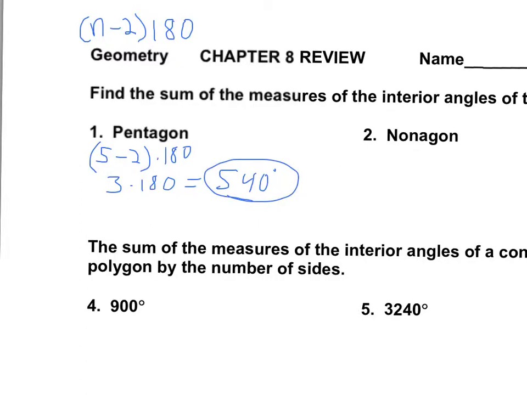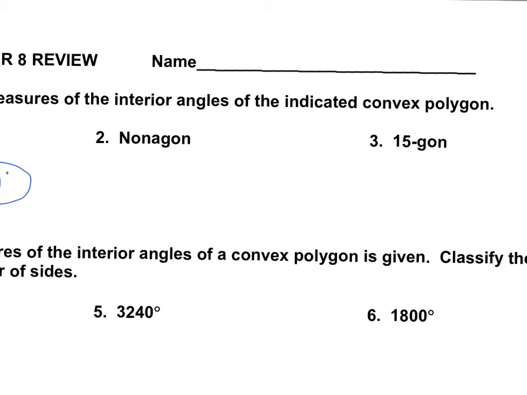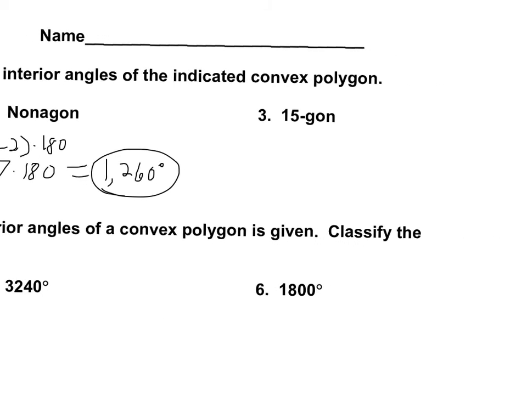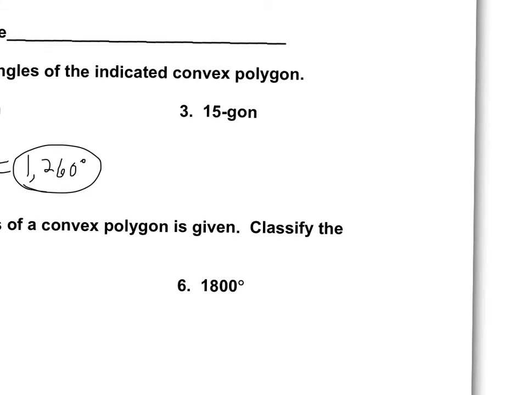All right, a nonagon. You should know that a nonagon has 9 sides. So 9 minus 2 times 180, or that's really just 7 times 180. Enter that in your calculator, and you get 1,260 degrees. All right, a 15gon. We know that the polygons past 10 sides, they do have names, but we really only have to learn them up through 10. So we'll just call this a 15gon. So same thing, 15 minus 2 times 180, so that's really just 13 times 180.